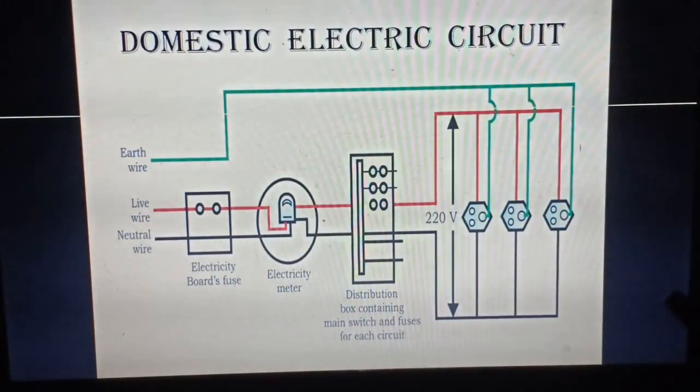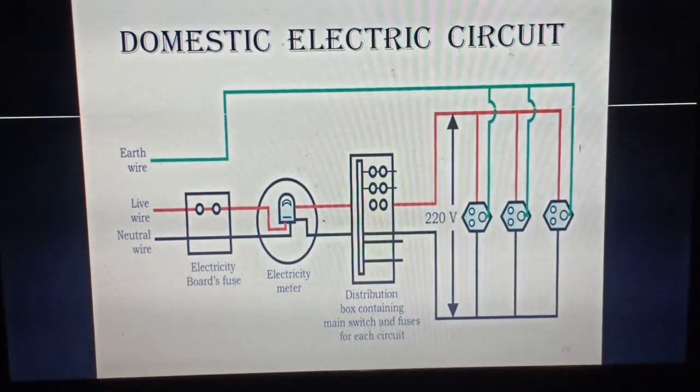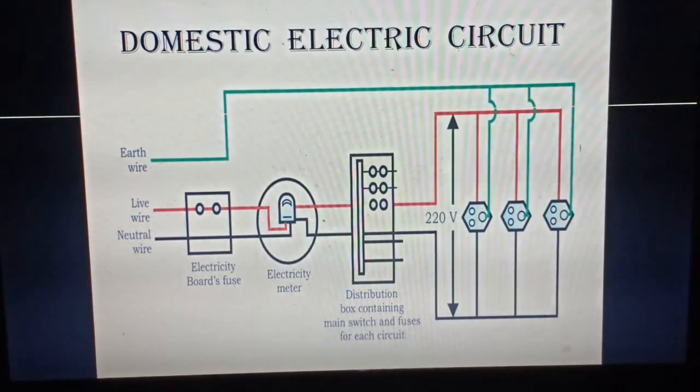Moving toward the last topic of your chapter, that is the domestic electric circuit. Domestic means our household electric circuits. We have studied the last two chapters, electricity and electromagnetism. Now it's time to study the current that is in our houses, what kind of electricity we have, and what the electric circuit is.